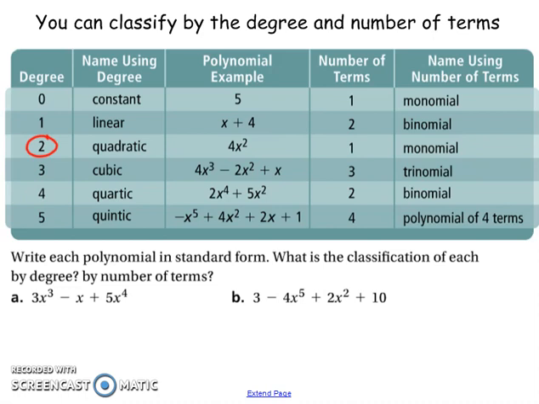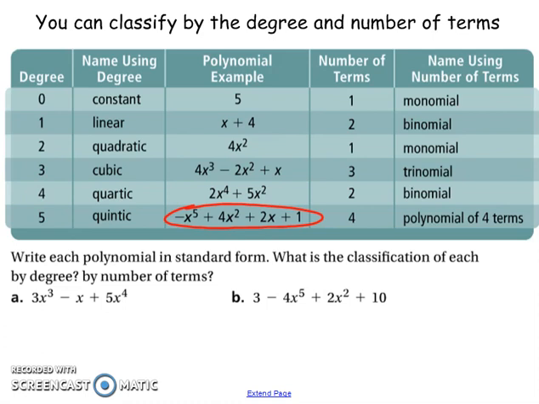So the last example, where we have the degree of 5, and if you look at the example, there's 4 terms. So it's a quintic because we have a degree of 5, but there's no name that we're going to use for more than 3 terms, so we'll just say it's a polynomial of 4 terms. So you could have something that had a degree of 9 and has 10 terms, and we can say it's a 9th degree polynomial of 10 terms. So anything that has a degree higher than 5, we just say it's that number degree. Any number of terms that's higher than 3, we say it's a polynomial of that many terms.